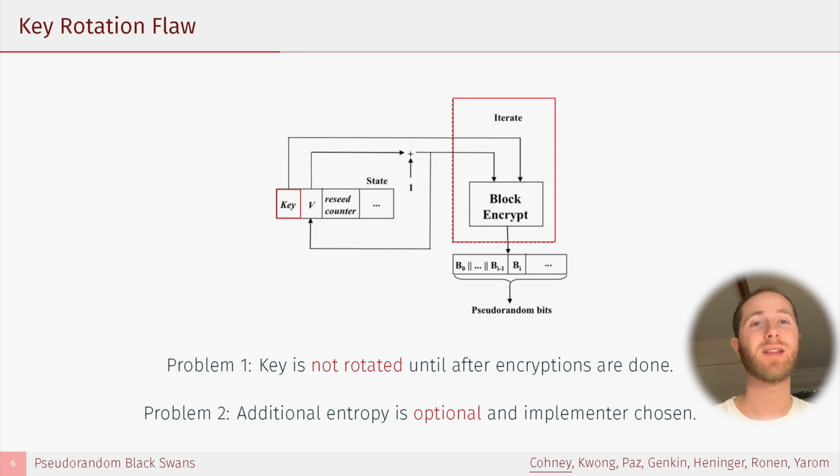Problem number 1. The key is not rotated until after the encryptions are done. The loop in the output generation phase does not include key rotation, potentially allowing a large number of encryptions to occur under the same key. Therefore, if an attacker compromises the key at any point during the phase, she might be able to recover the RNG's internal state. Problem number 2. The standard allows the implementer to choose whether or not to include additional entropy, and further does not specify how much additional entropy is wise to include, allowing any implementer to ignore it altogether.